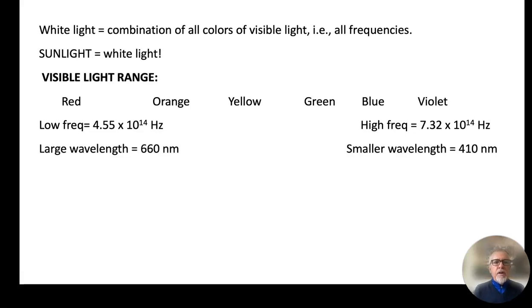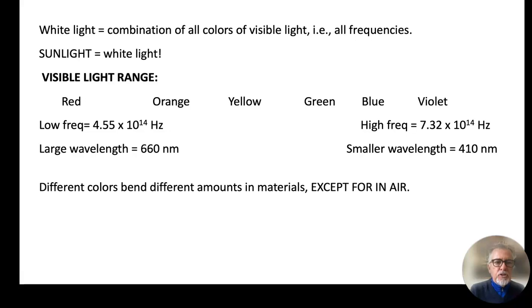And similarly, here are the inversely proportional wavelengths. The low frequency red light has the highest wavelength at 660 nanometers, that's 10 to the minus 9 meters, and the violet light has the smallest wavelength at 410 nanometers.